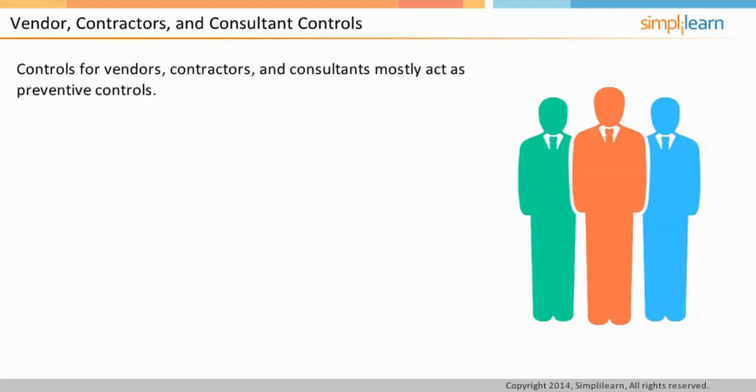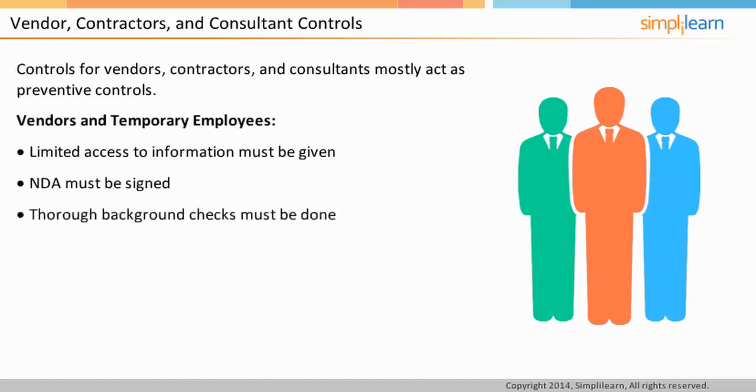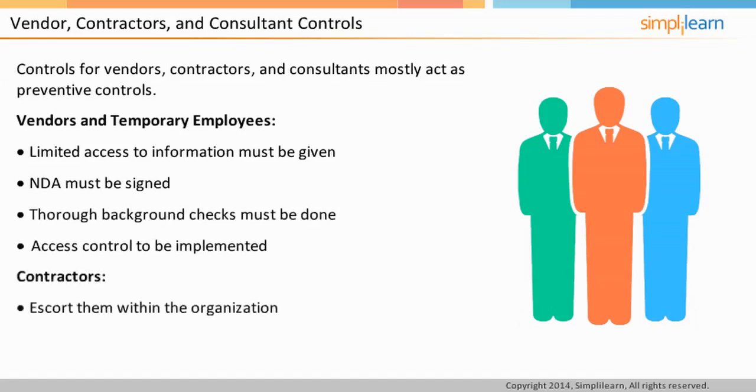We will now discuss the controls for vendors, contractors, and consultants. These controls mostly act as preventative controls. Vendors and temporary employees should be given limited access to the information. A non-disclosure agreement should be signed. Also, thorough background checks should be done. Access control should be properly implemented. Contractors should always be escorted within the organization. Proper supervision should be carried out.